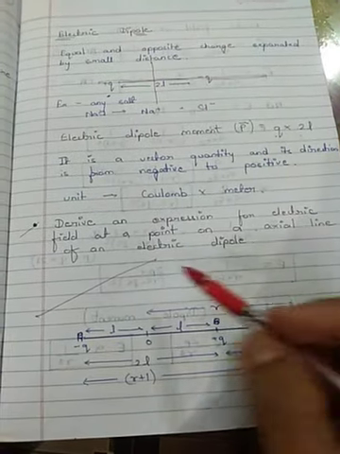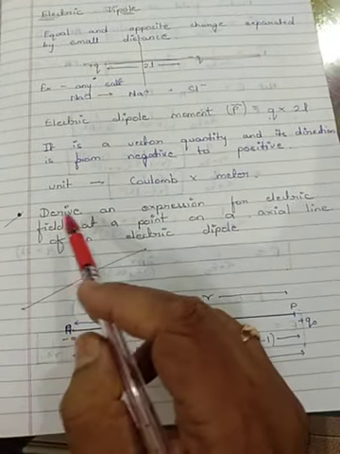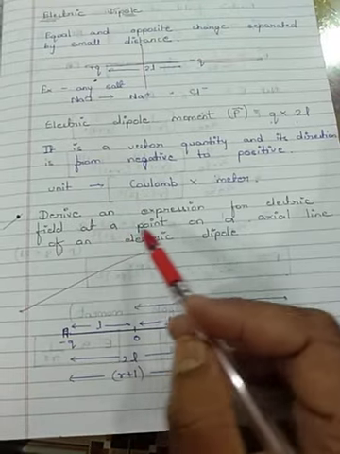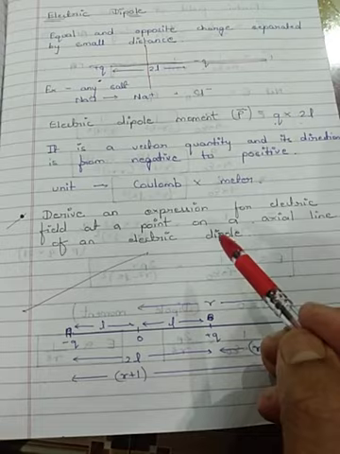So today we will derive the electric field due to an electric dipole at a point on the axial line and at a point on the equatorial line. This is in our syllabus. First of all, derive an expression for electric field due to an electric dipole at a point on the axial line. This is also called end-on position.